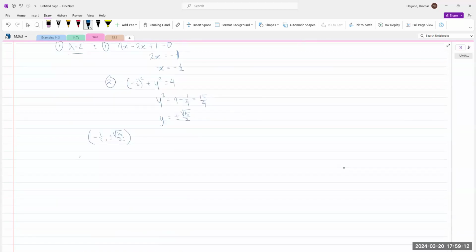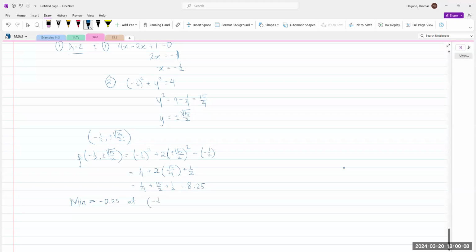So how about the function at negative 1/2 plus minus square root of 15 over 2? As I remember, that's x squared plus 2y squared minus x, right? So that's 1/4 plus 2 times 15 over 4 plus 1/2. That's 1/4 plus 15 over 2 plus 1/2. That's 8.25. Okay, so minimum value is negative 0.25 at negative 1/2 comma 0.